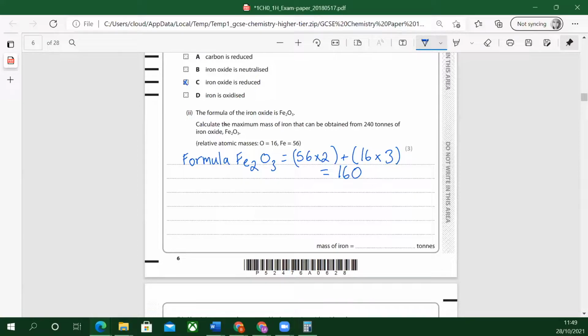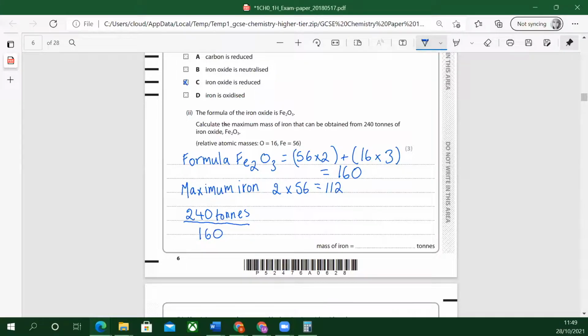Okay, so the maximum mass of iron that we can get, okay, maximum iron, is obviously 2. Okay, 2 lots of Fe, so 2 times 56, 112. So we're just talking about the formula masses at the moment. We haven't actually talked about how much we have. So it's just like a ratio. Okay, so let's see how much we've got. So we've got 240 tons. That's right, the unit. Okay, 240 tons, but we have to divide that by our formula mass, so 160.